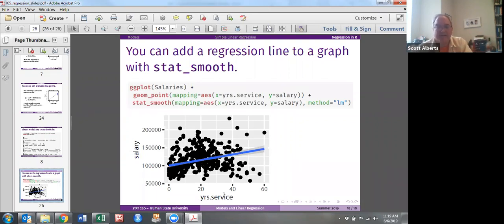All right, so that's a quick introduction to regression, and now we're ready to go in and start looking at how it works with the actual software.